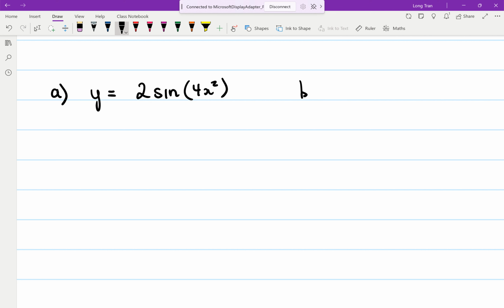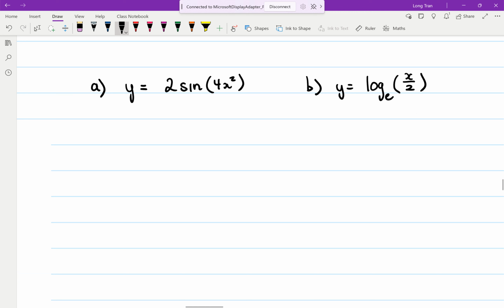B. Let's do a log problem now. So I'm going to do log e of, I'll do a typical one that students get wrong. X over 2. Okay. Yeah, we'll do that. And then let's do a function notation.